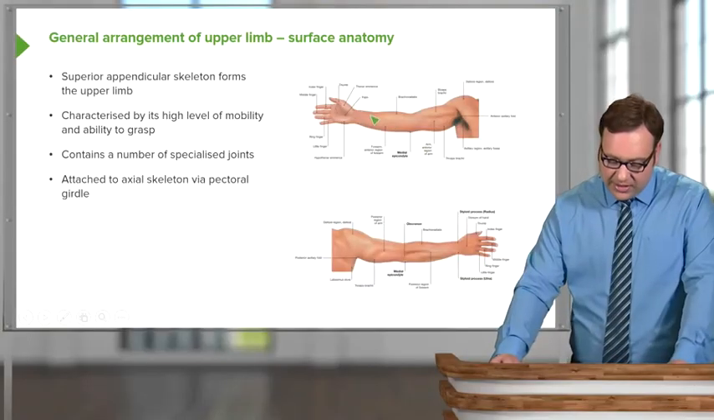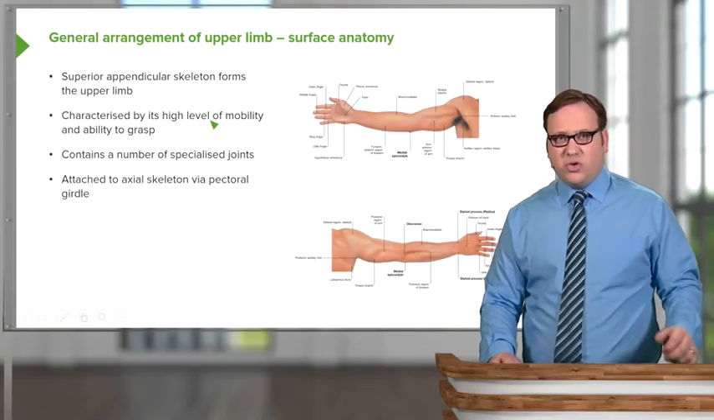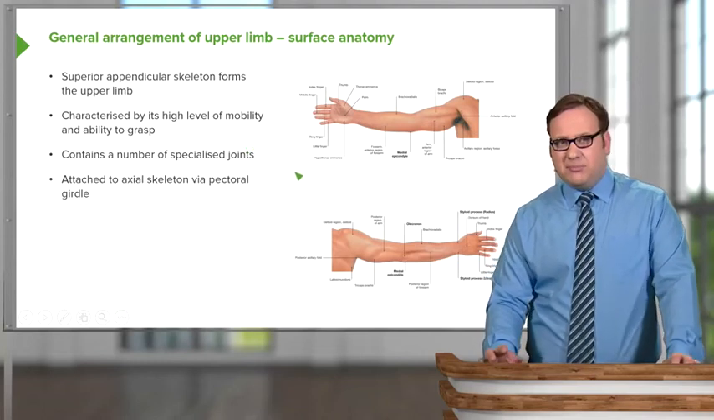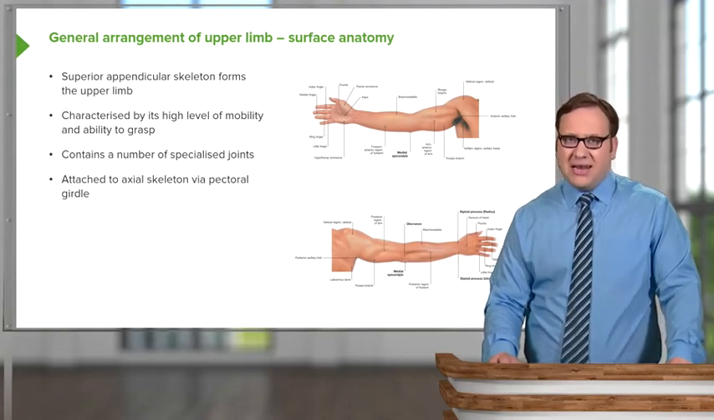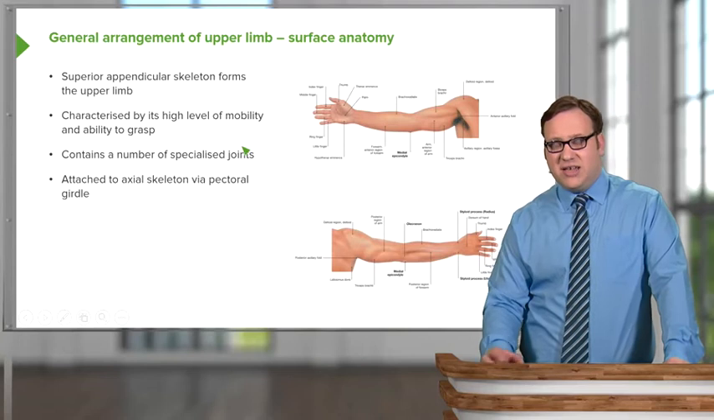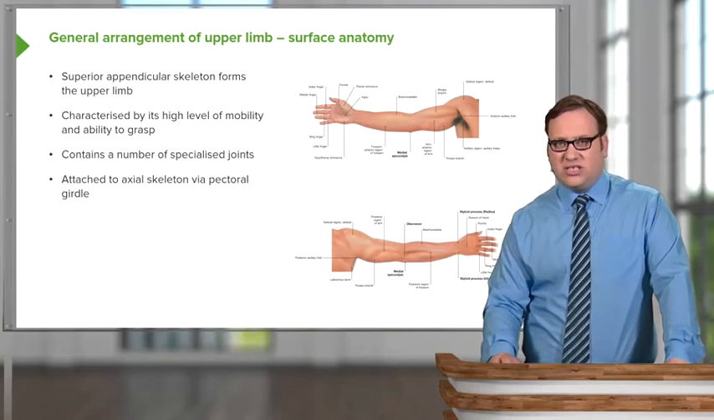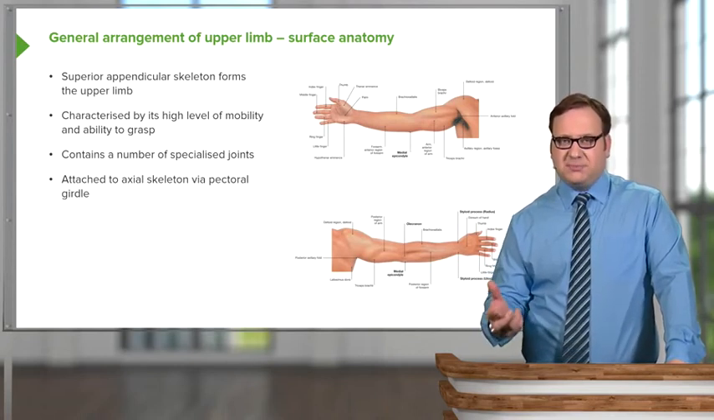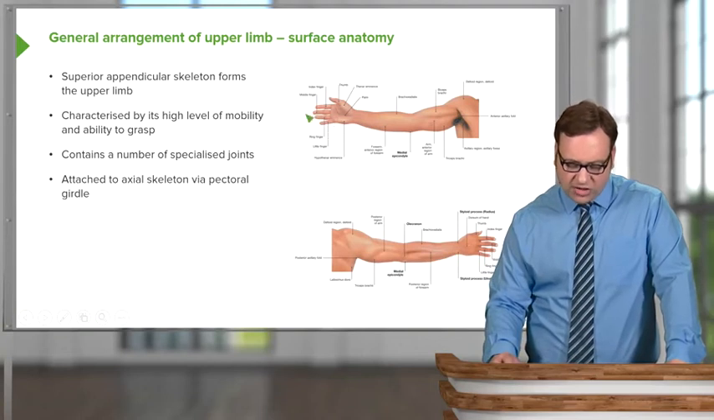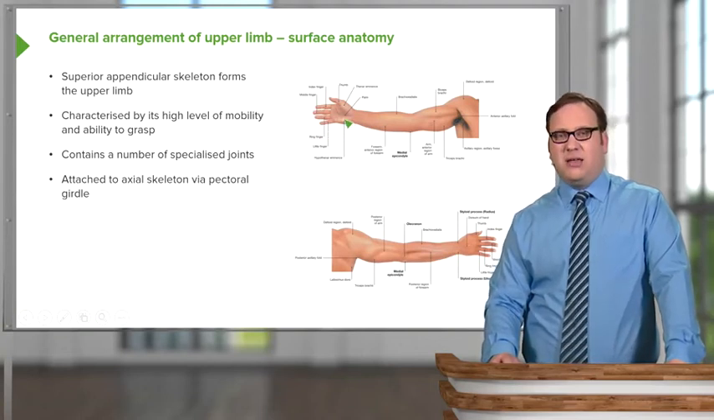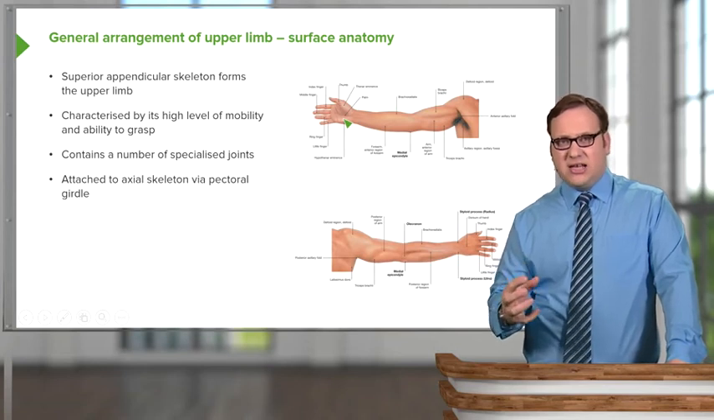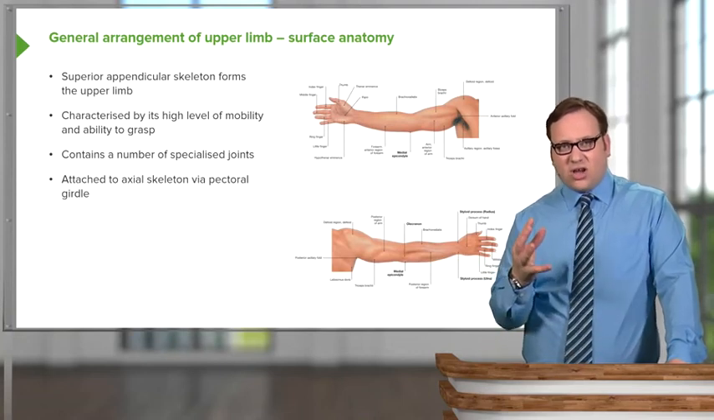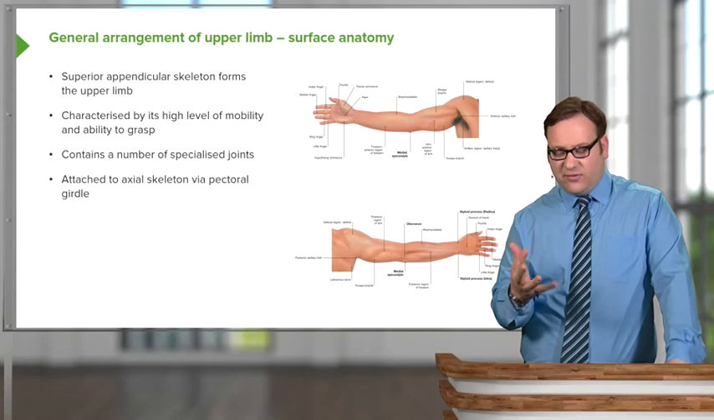So this region that we can see here on the slide is part of the superior appendicular skeleton, and it forms the upper limb. The upper limb is important because it has a high level of mobility, which is given to it via the pectoral girdle, which we'll see in a few slides' time. It's also characterized by its ability to grasp structures. The hand is a really important structure at the distal end of the upper limb, with its ability to manipulate the fingers to hold and grasp structures. So when you're holding a pencil to write, it's a complex arrangement of movements that allow your fingers to assume this position.